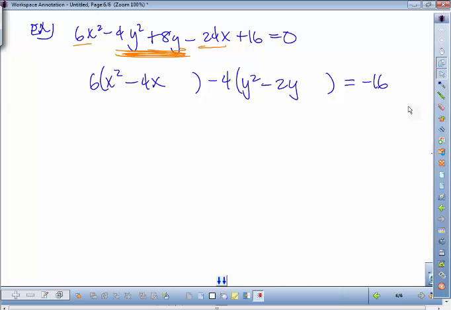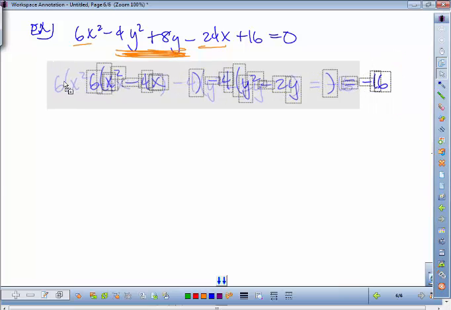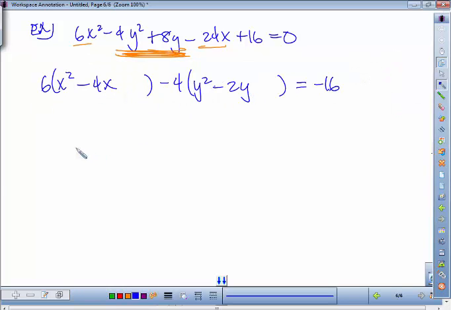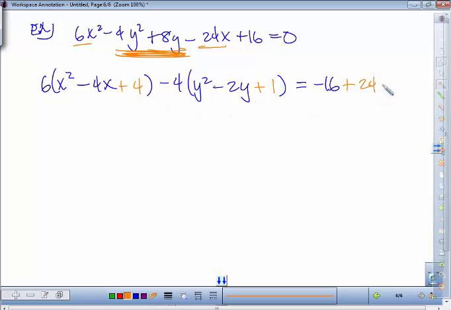Now we're going to add some stuff to both sides to make each of these terms a perfect square. So I need to add a 4. Half of 4 is 2. Square that, you get 4. But what am I actually adding here? 4 times 6 is 24. Half of 2 is 1. 1 squared is 1. What am I actually adding? Negative 4 times 1, so negative 4.